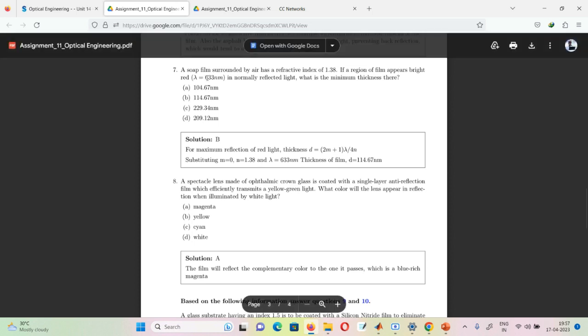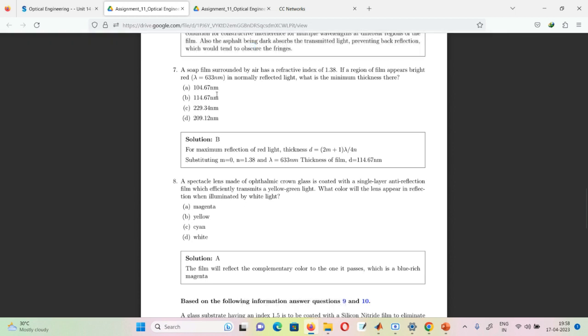But if you add a lambda by 2 there, 114 plus some 300 will come, which will give some 400 nanometer only. That also does not give the thickness of your soap bubble, because I said the minimum thickness should be 500 nanometer. So you may have to add a full lambda there. It will be like a 633 nanometer you might have to add to the 114.67.